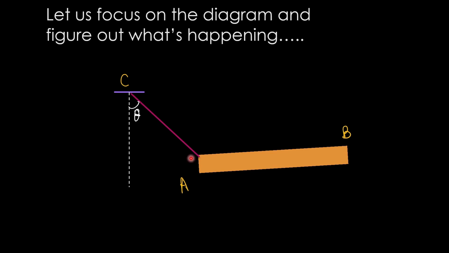So the string becomes taut. Now, if it rotated, then the string would have broken, but since it is mentioned in the question that the string does not break, it is not possible for the rod to rotate, so the string will become taut here. Now we have mentioned some given parameters: AB equal to L, OA equal to D, cos theta equal to 1 by 3. So obviously sin theta becomes 2 root 2 by 3.